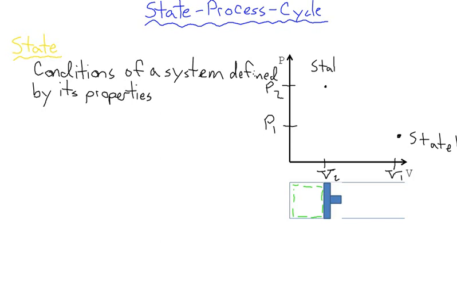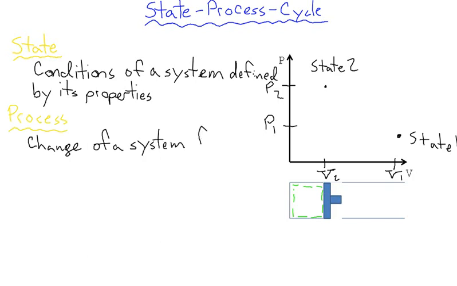Now, a process is how we go about getting from state 1 to state 2. So as we're changing the properties, changing the conditions to get to a new state, that is a process. So any means that we get to there. It's the change of a system from one state to another. So in this case, we call this process 1-2, because it's the process leading from 1 to 2.